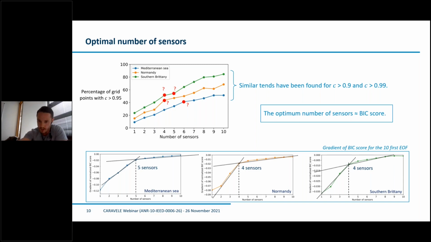So we can consider that the optimum number of sensors required for calculating the offshore wind would be the one estimated by the BIC score. And with the gradient of the BIC score, it's actually easier because we have a clear identification of an elbow for each area. So 5, 4, and 4.